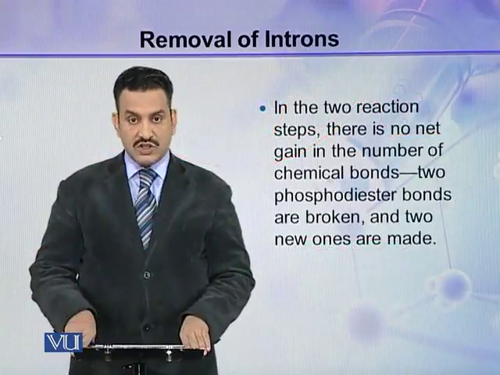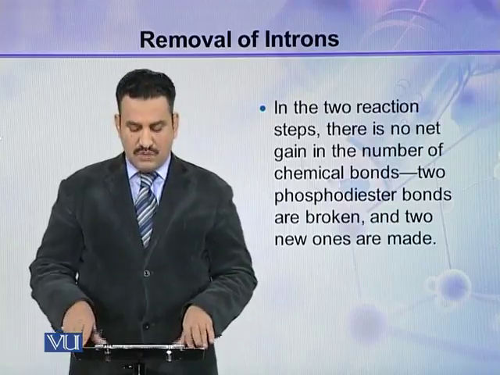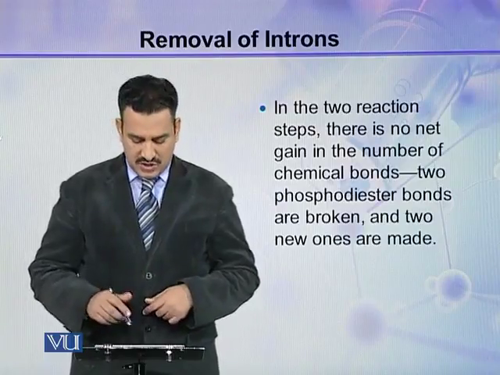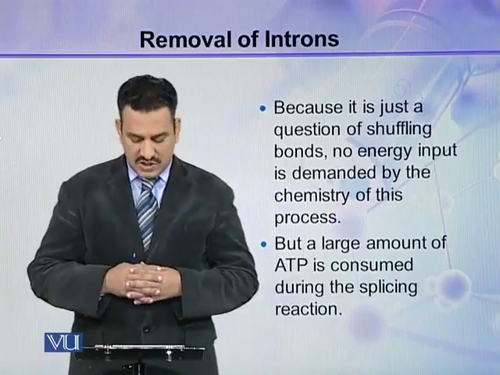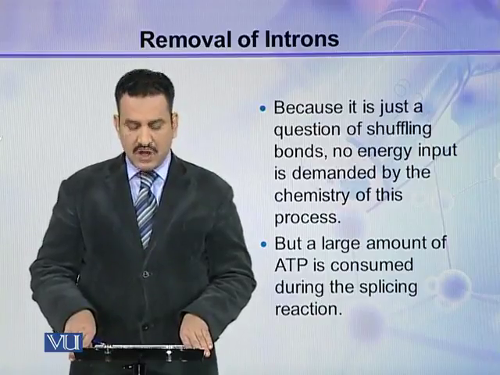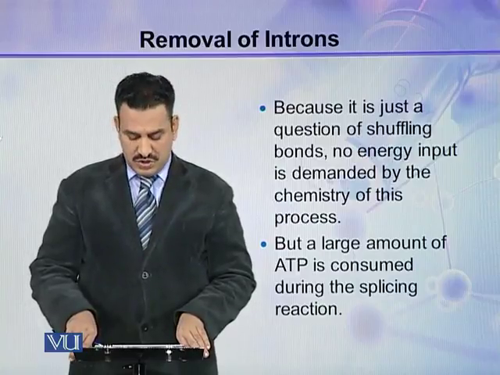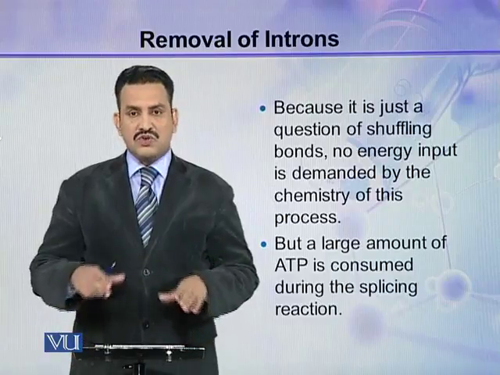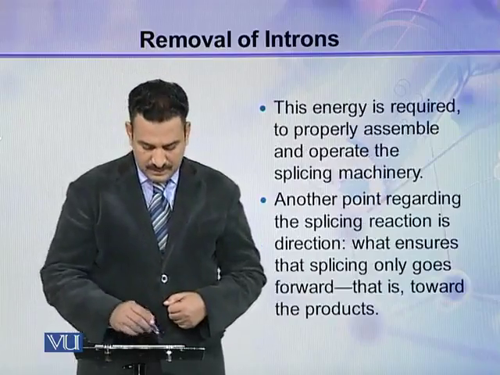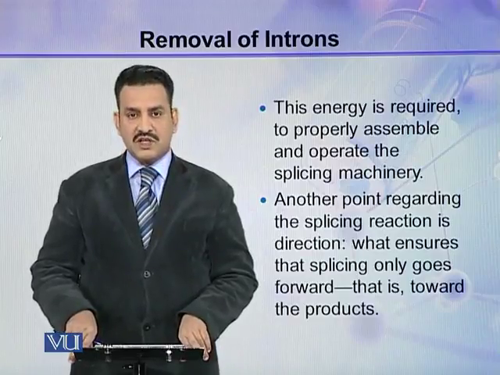In the two reaction steps there is no net gain in the number of chemical bonds. Two phosphodiester bonds are broken and two new phosphodiester bonds are formed. Because it is just a question of shuffling bonds, no energy input is demanded by the chemistry of this reaction, but a large amount of ATP is consumed during the splicing reaction. If there is no energy demand, then where does this ATP energy go? This energy is required to properly assemble and operate the splicing machinery.